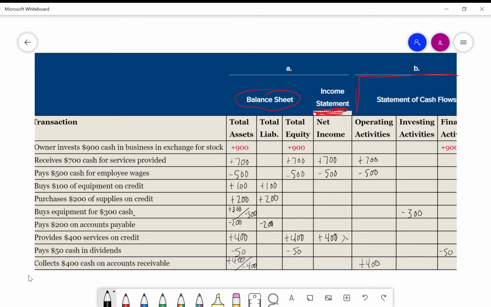So this is what we look at. This is for problem 1. This is real similar to what you may see. I'll have another video on problem 2 here soon.